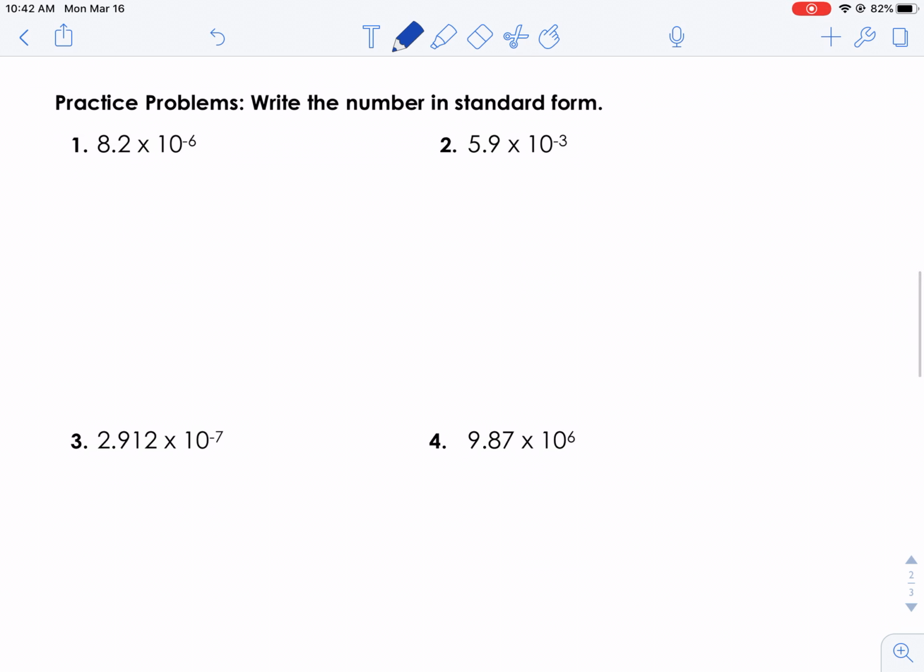Okay, so we'll go through these practice problems. The first one is 8.2 times 10 to the negative 6th. Again, negative 6 is going to indicate that our number is very small, so our decimal is going to be moving 6 places to the left.